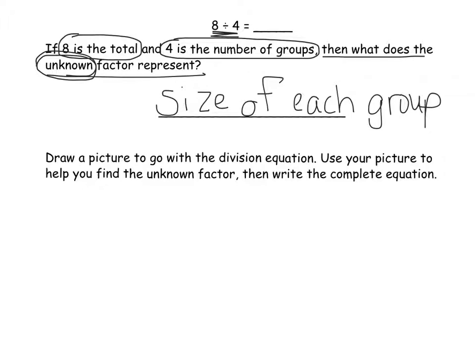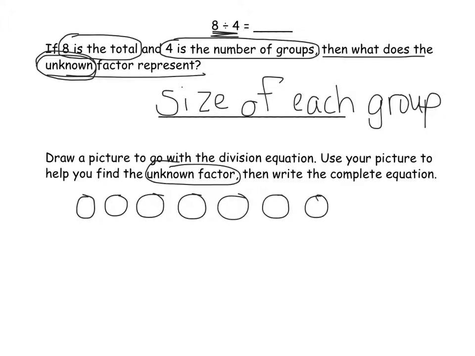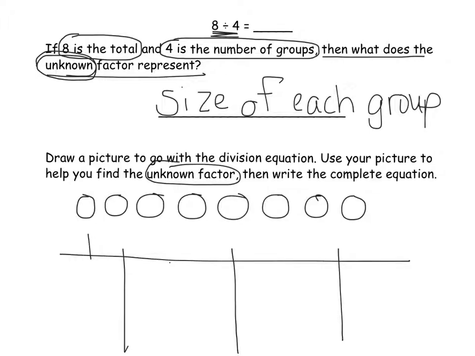So we want to draw a picture to go with the division equation. Use your picture to help you find the unknown factor, then write the complete equation. So let's draw 8 counters because 8 is my total. 1, 2, 3, 4, 5, 6, 7, 8. And now I'm going to make 4 groups. So I'm just going to make a table and I'm going to separate them into 4 groups. So here's 1 group, 2 groups, 3 groups, 4 groups.